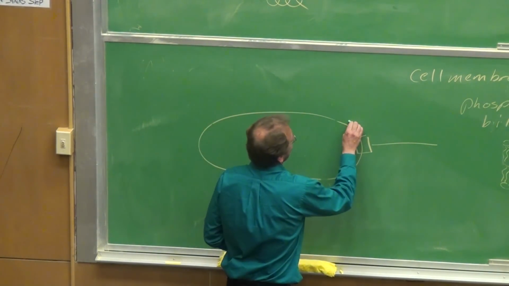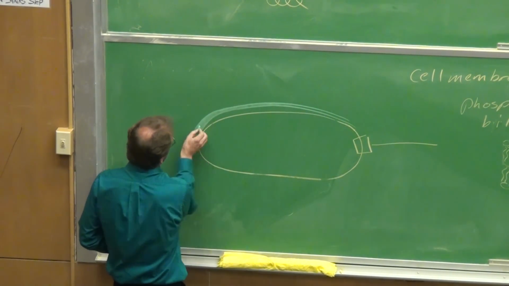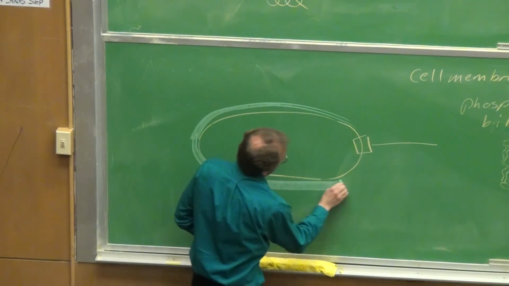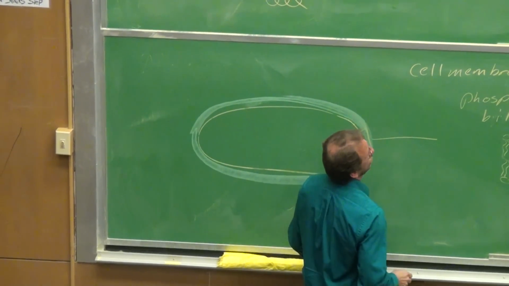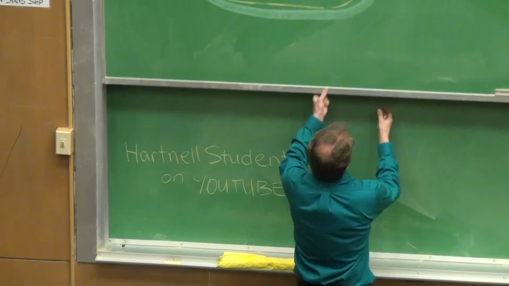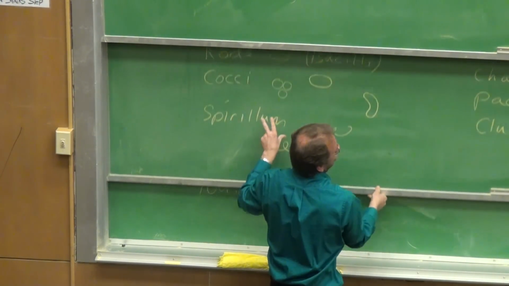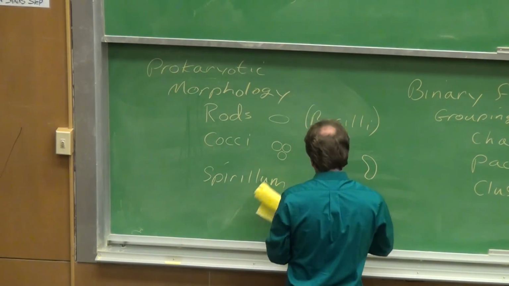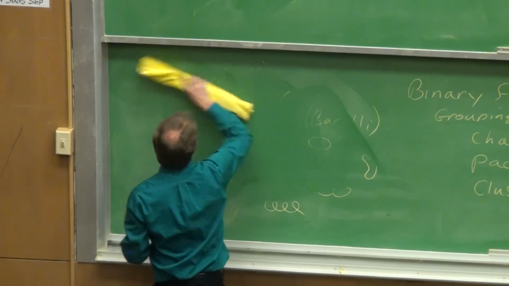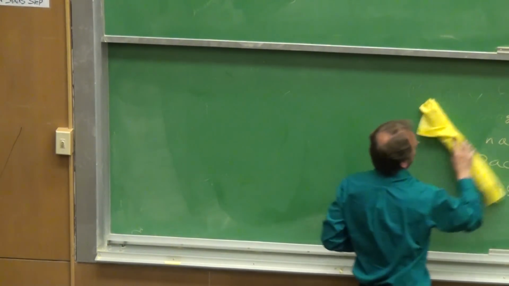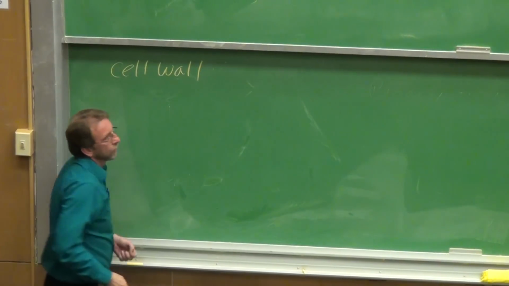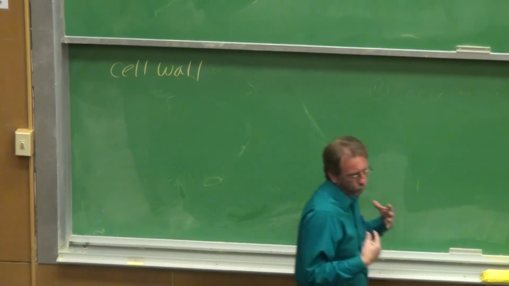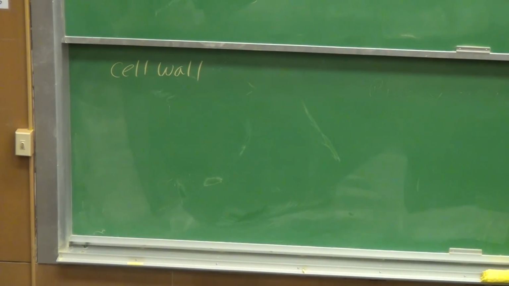Outside the cell membrane, we find a structure called the cell wall. The cell wall is a rigid structure now, and it's going to hold the cell together.